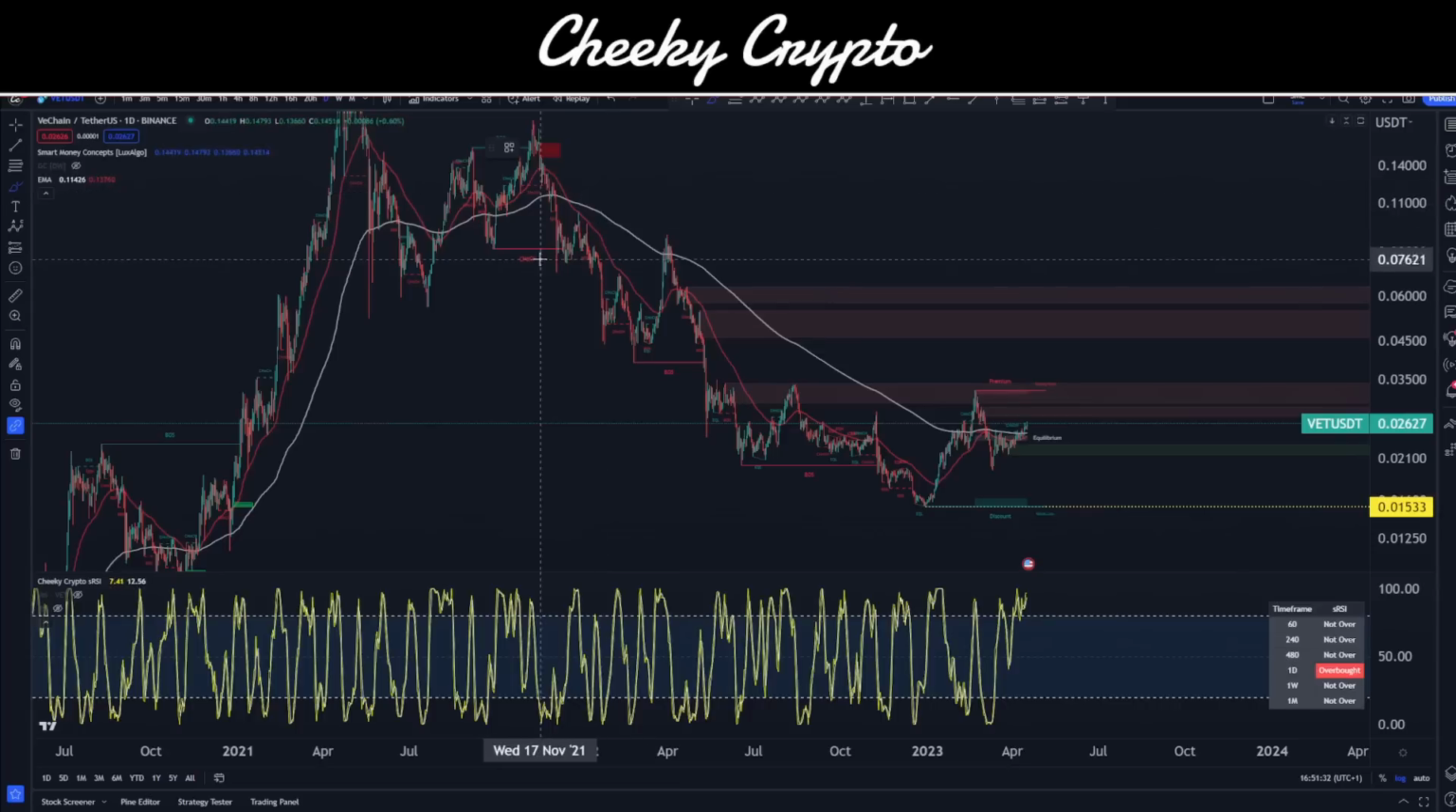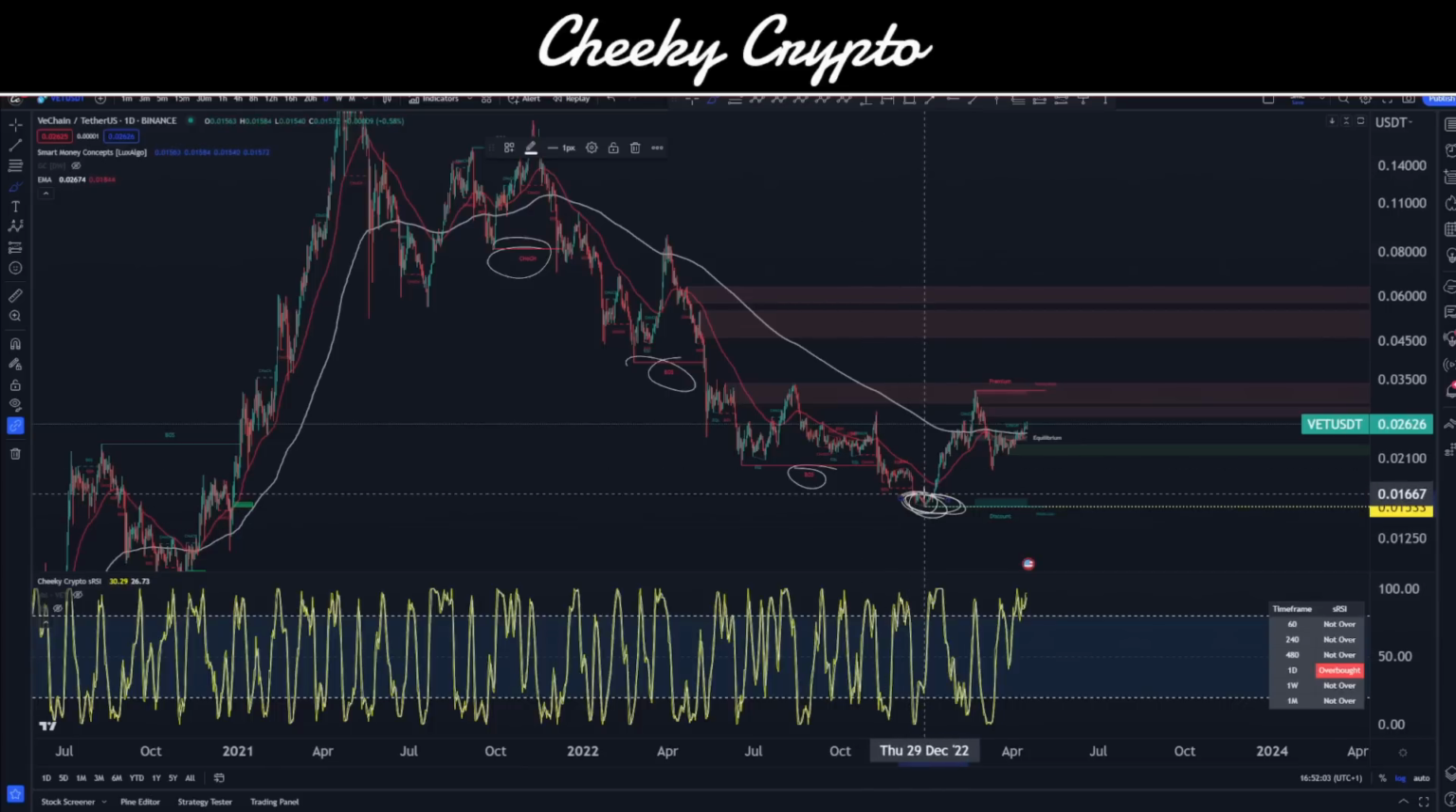Right here, we had this change of character from bullish to bearish. This happened in December of 2021. We got confirmation again when we had a break of structure and continued to move on down. That was May 2022. We got a third confirmation just over here in November 2022. Our low for the bear market at the moment on Vechain is, I think, the end of December, so the 31st of December 2022.